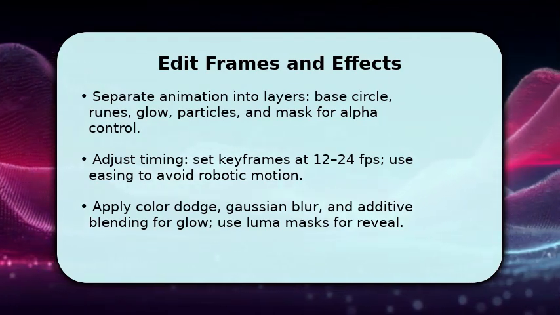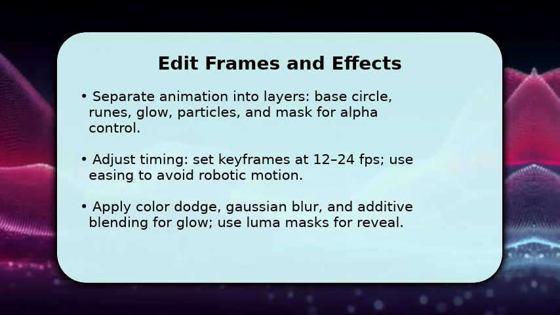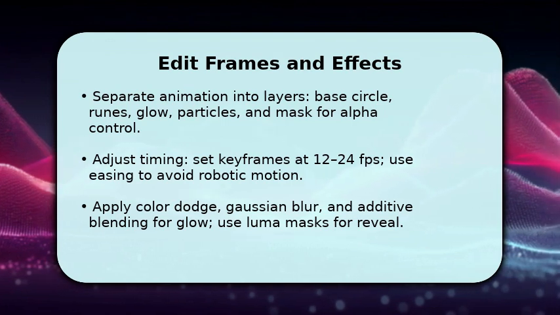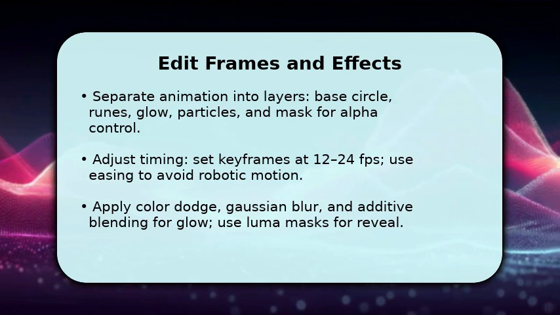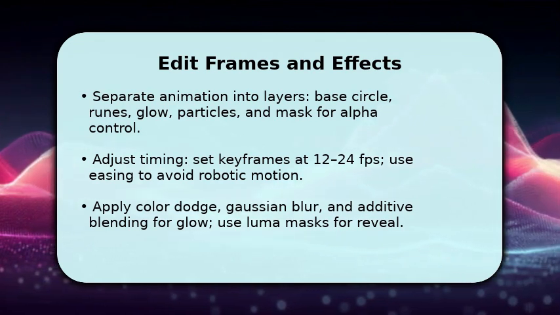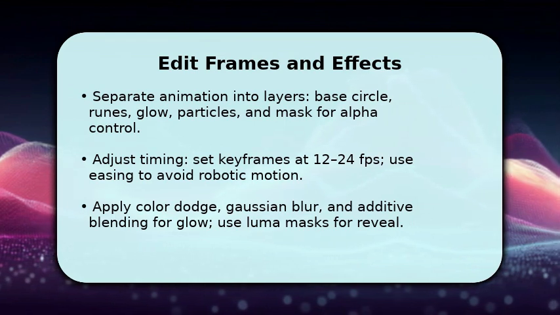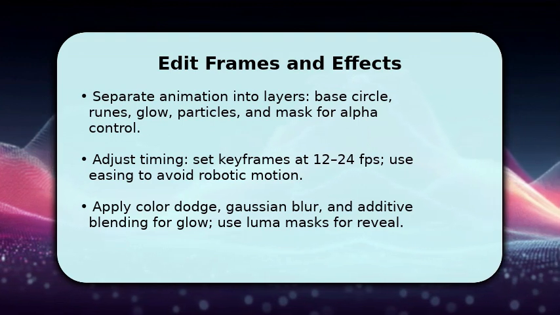Use keyframes across 12 to 24 frames per second. Once done, apply easing to rune rotation and glow intensity so motion feels natural. Make color and blend decisions next. Use additive or color dodge on the glow layer and a Luma mask to reveal runes gradually. If you need particles, animate them on a separate layer and adjust opacity curves so everything reads clearly in-game.